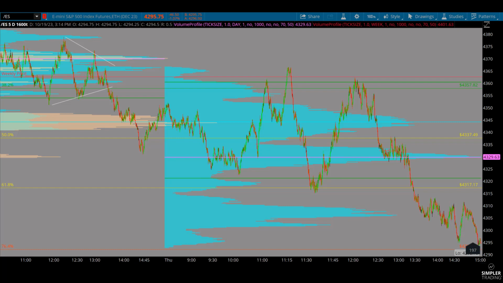It is Thursday, the 19th of October, which means that tomorrow is the options expiration for October. So we're going to see what the effect of that is tomorrow.